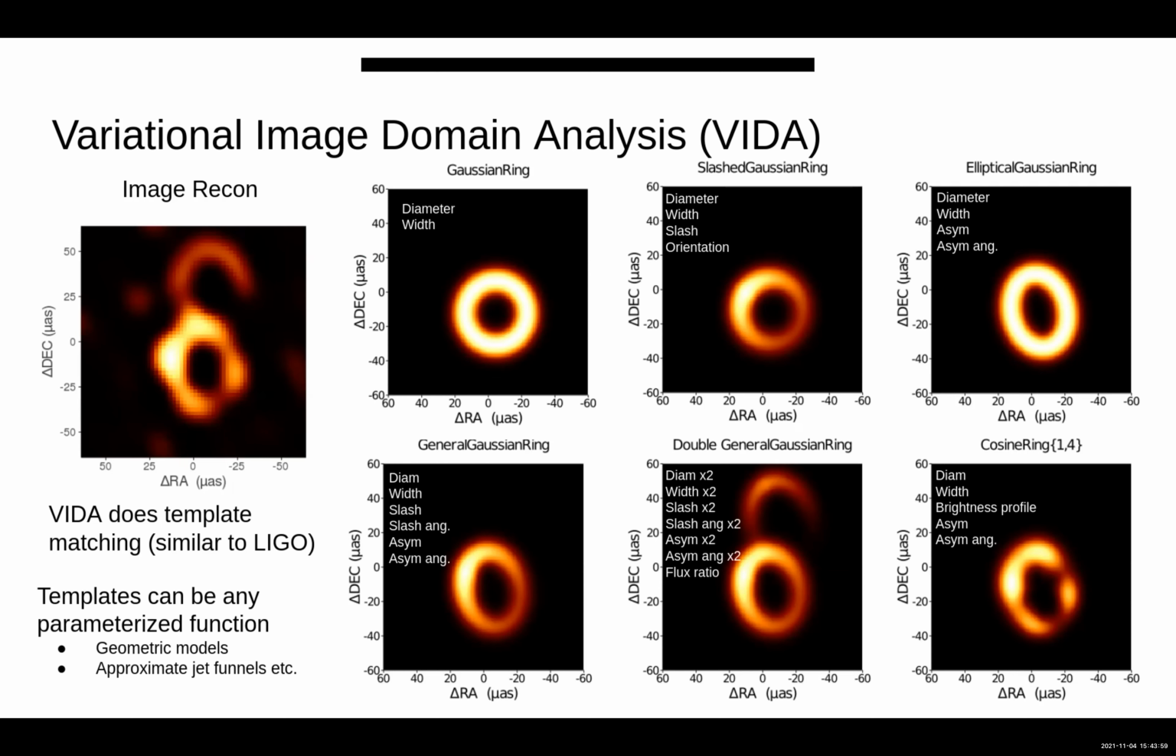And the nice thing about this approach is that you're not restricted to rings. You can fit any image on the sky, and you can fit any parameterized function. So if you have an image model of what a jet looks like, and there are physically interesting parameters, you could fit this to the image as well and extract those. Next slide, Razieh.